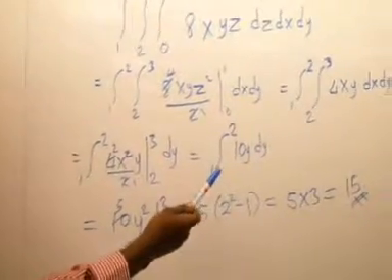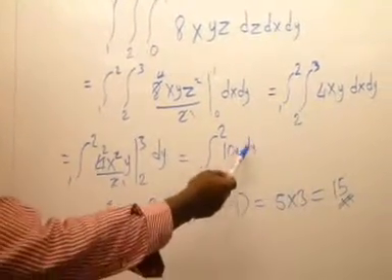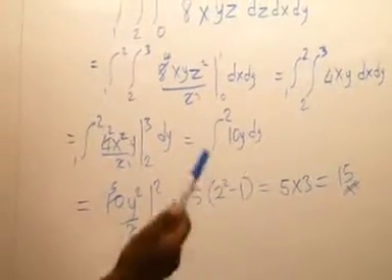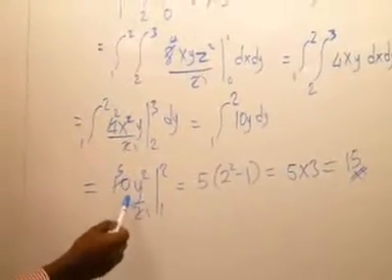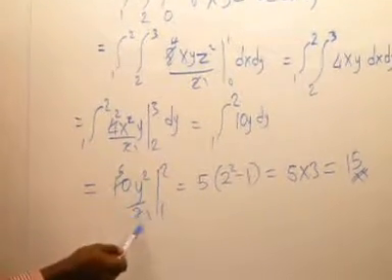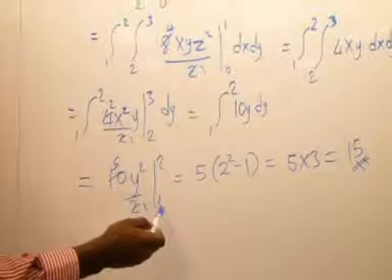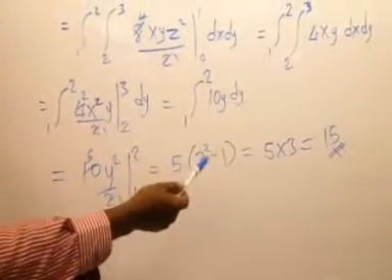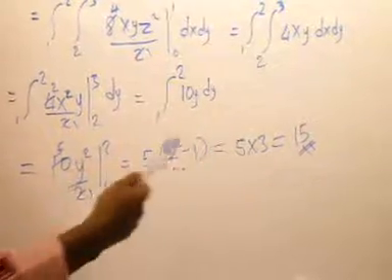So we just remain with 10y dy, which we are now going to integrate for the last time with respect to dy. When we integrate with respect to dy, we get 10y squared over 2. Then we substitute the values from 1 to 2. So we get 5 times 3, which gives the answer 15.